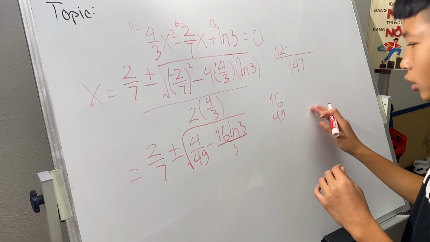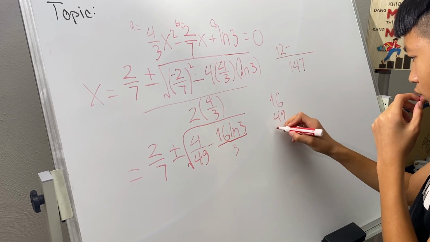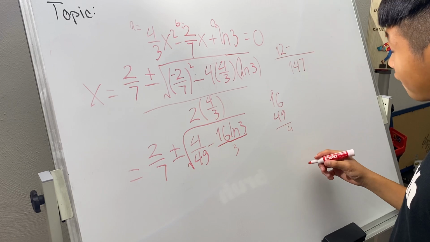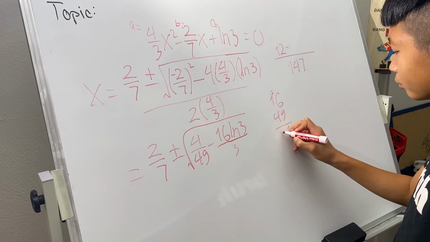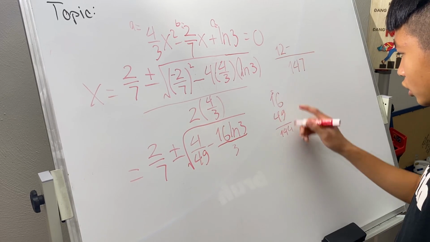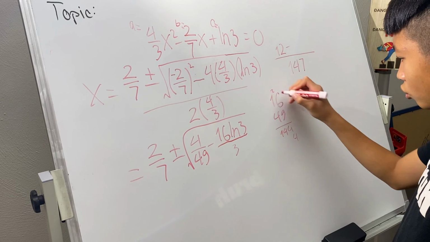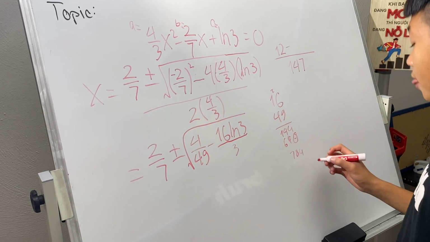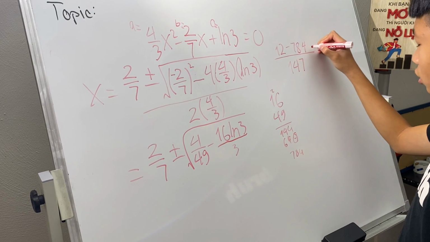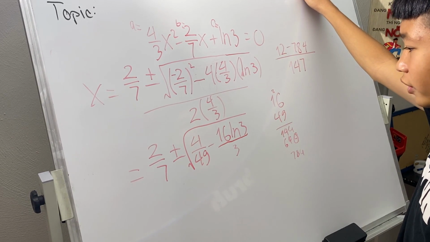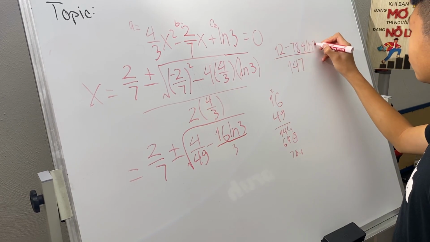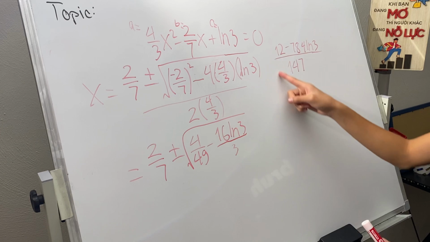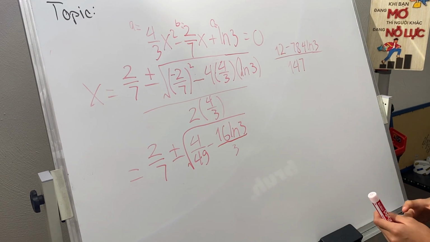I'm gonna do it on the side. I'm gonna do it quickly. 784. 784 ln 3. Like this. Okay. So this right here, then the square root over it. So you probably cannot reduce this, of course.